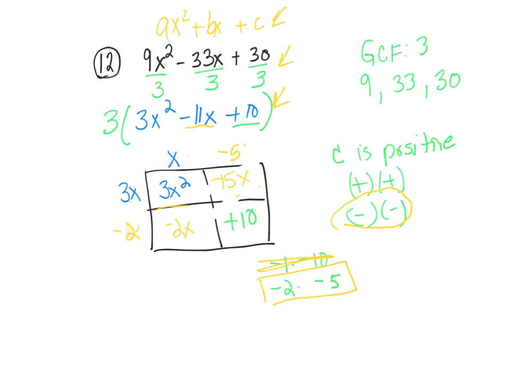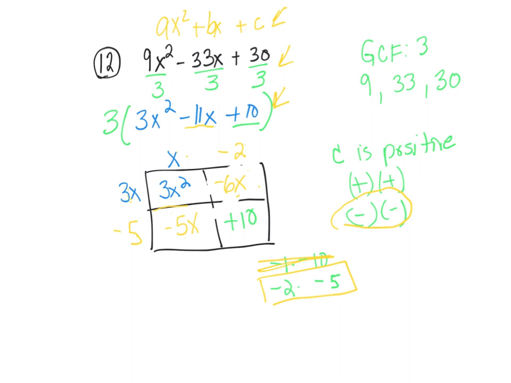So I'm going to remove this. And now I'm going to put the negative 5 here, and then the negative 2 here. And then negative 5 times x, negative 5x, and 3 times a negative 2, a negative 6x. And look at what happens. When I combine those, that gives me the negative 11.